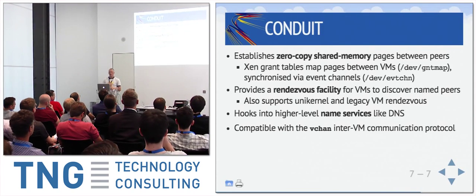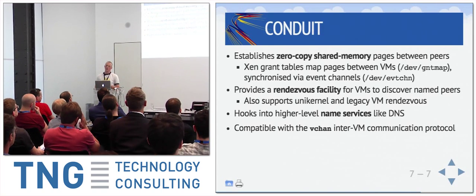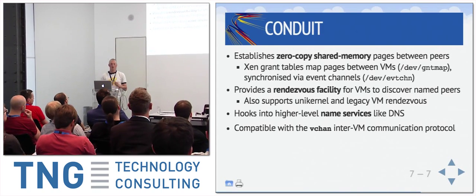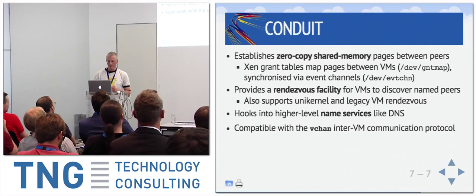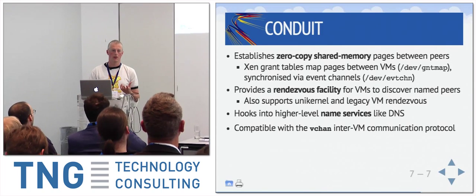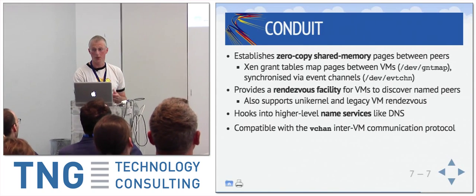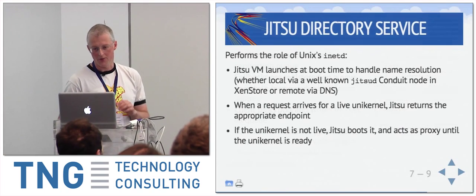The second thing was this shared memory communication channel. So this is called CONDUIT. So this is zero-copy shared memory. You essentially share pages between VMs, and you do so using XenStore as a rendezvous point. It hooks into high-level services like DNS. It's compatible with the vChan inter-VM communication protocol, for those people who know that. Too much detail, not enough time.